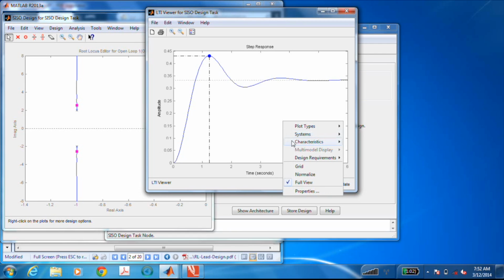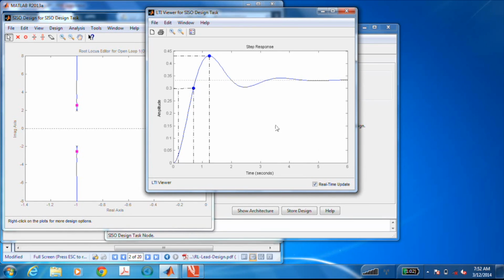The peak response, the rise time. Those are a couple that we're interested in. So if I hover over the peak response, I can see that the overshoot's about roughly 30%. And if I look here, the 0.1 to 0.9 rise time is roughly half a second. So what we'll do, with the lead compensation, is try to decrease the rise time without hurting our percent overshoot too much. But the main focus is going to be to get the response to be faster.